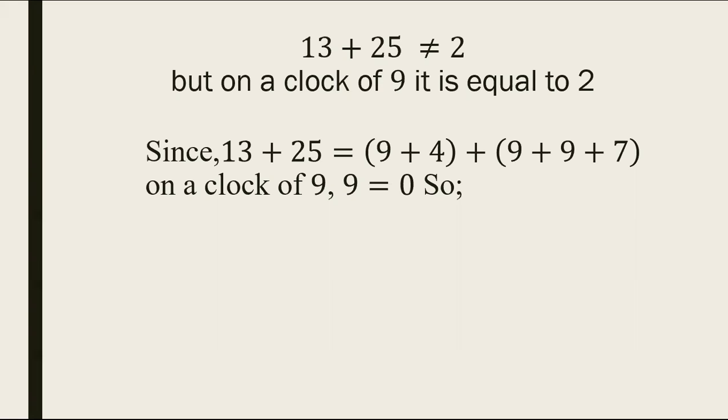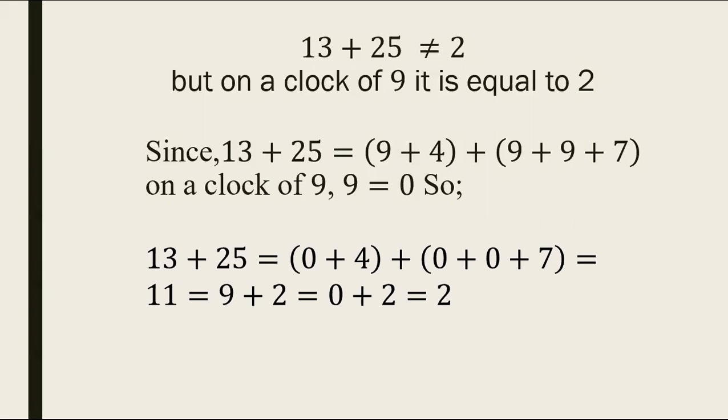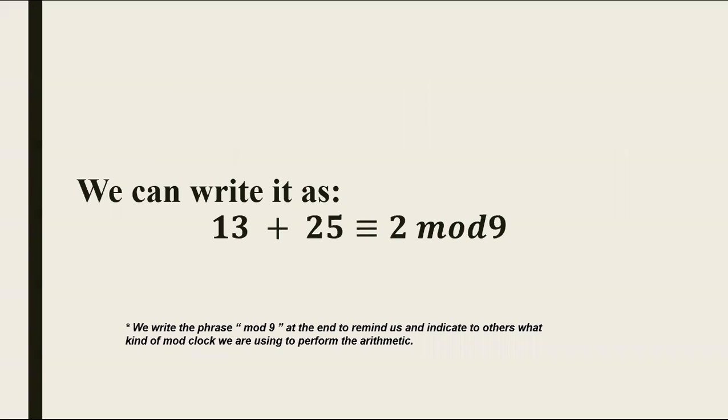So on the clock of 9 or on mod 9, 9 has 0 remainder, so 9 would be equal to 0 under mod 9. Substituting it to be 0, the simplification of the calculation would give me 2. So the actual way of writing it would be that I'll say 13 plus 25 is equivalent to 2 under mod 9. Now this writing mod 9 would always remind me that 2 is the remainder of 13 plus 25 when this sum was divided by 9. That's the simple concept of modular arithmetic.